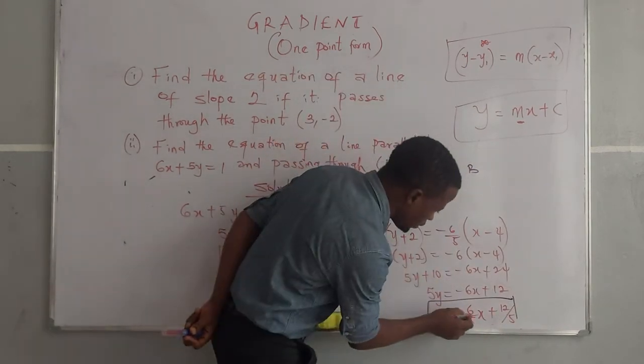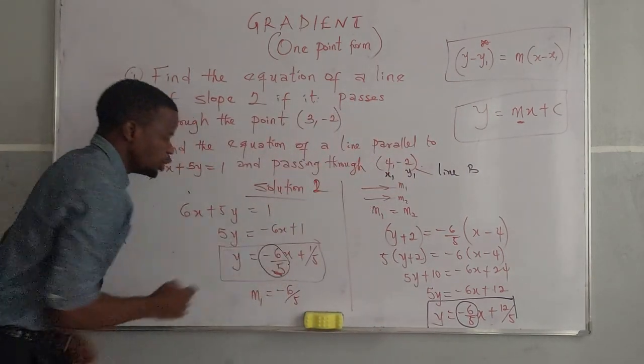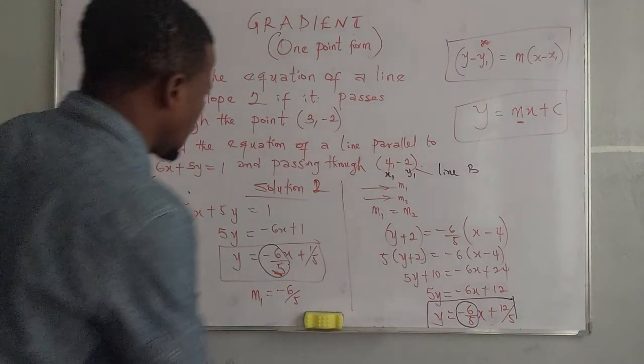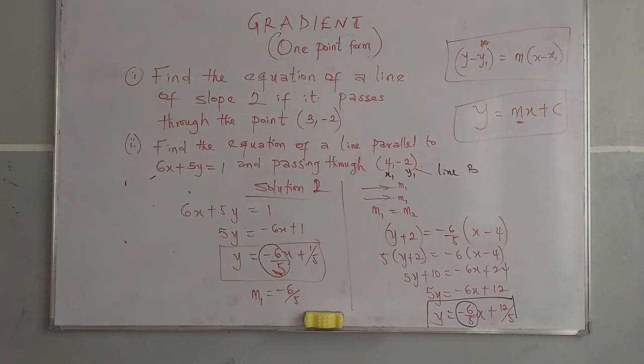What do you observe? Observe that the gradient is also the gradient of the first line. So it follows the rule that says their gradients should be equal. We are correct. So thank you. Join me in my next video.